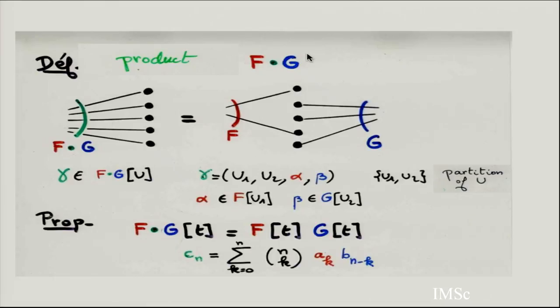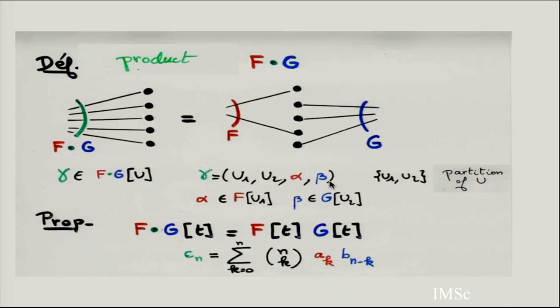So we have two species F and G, and what is the product of the two species? An element gamma of this product structure: you take U, the underlying set, and an F times G structure, like gamma. Gamma is a quadruple: U1, U2, alpha, beta. What is U1, U2? It is a partition of U in 2 blocks. Like this. You see, I have 2 elements here in U1, and 3 elements here in U2.